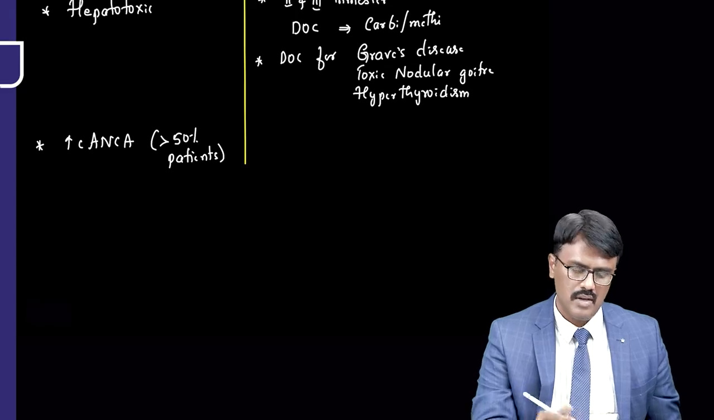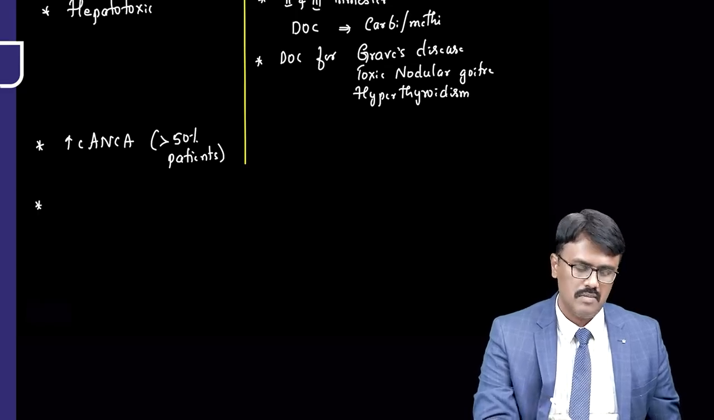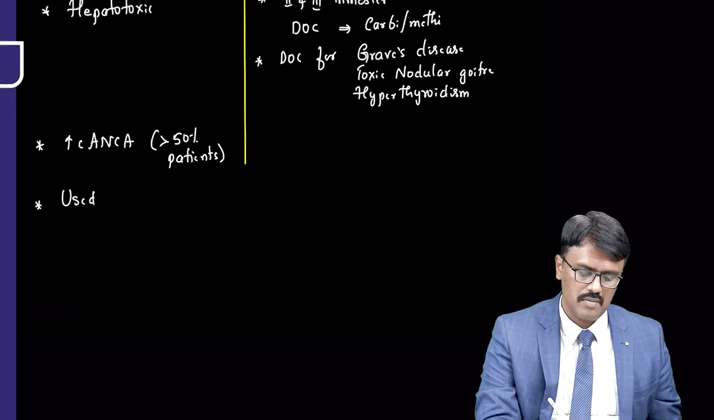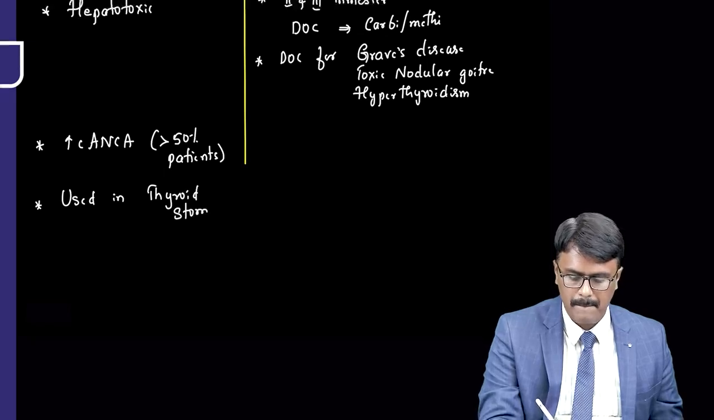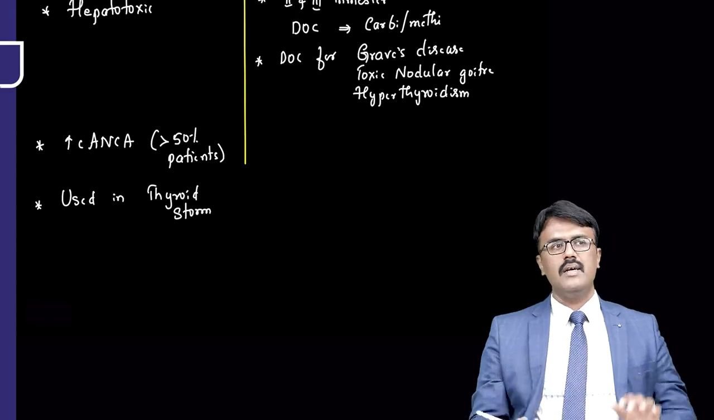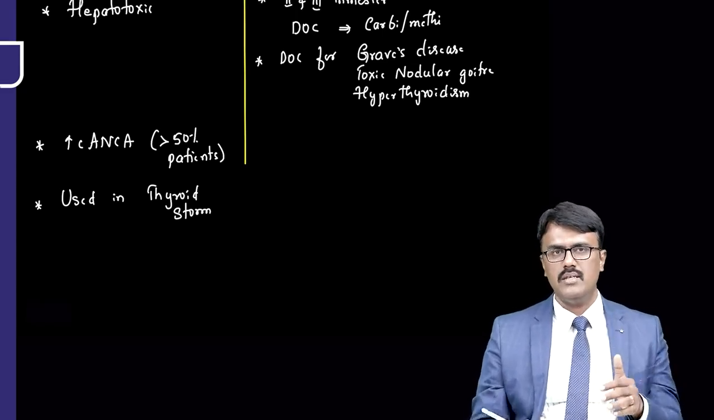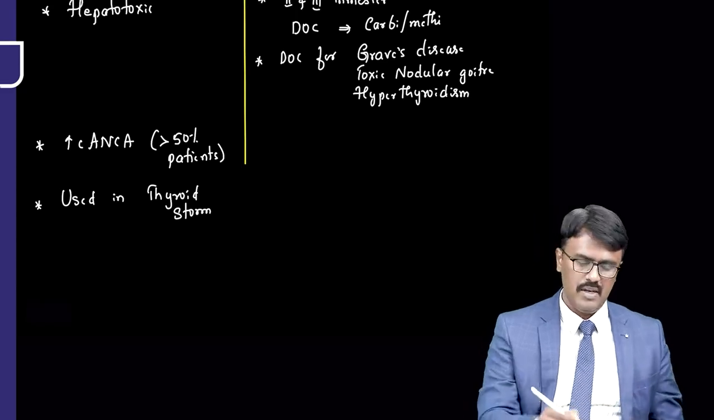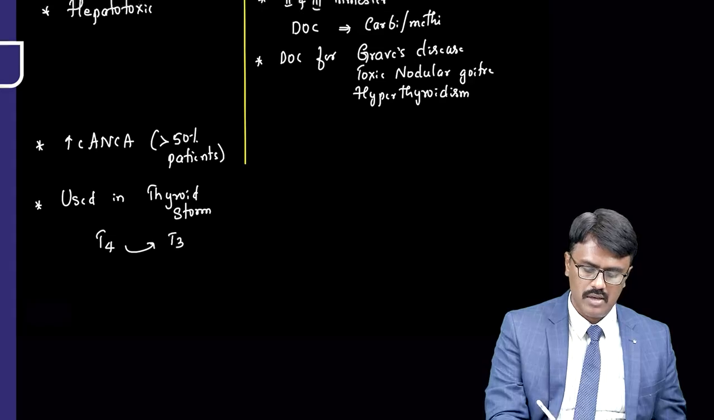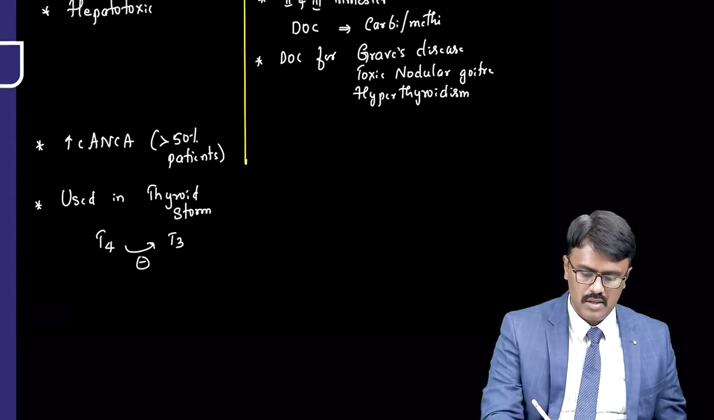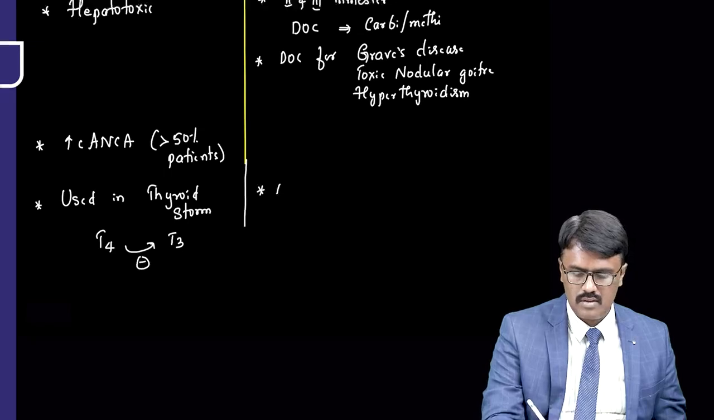Then, can we use this drug in thyroid storm? This drug is used in thyroid storm. Now, what is thyroid storm? I will explain it later. Until now, remember, thyroid storm is a complication during thyroid surgery. Now, why is it used? Because it inhibits the conversion of T4 to T3. Now, these other drugs are not used in thyroid storm.